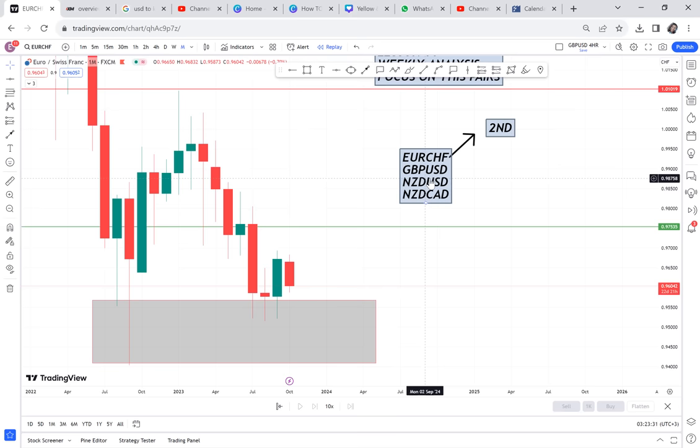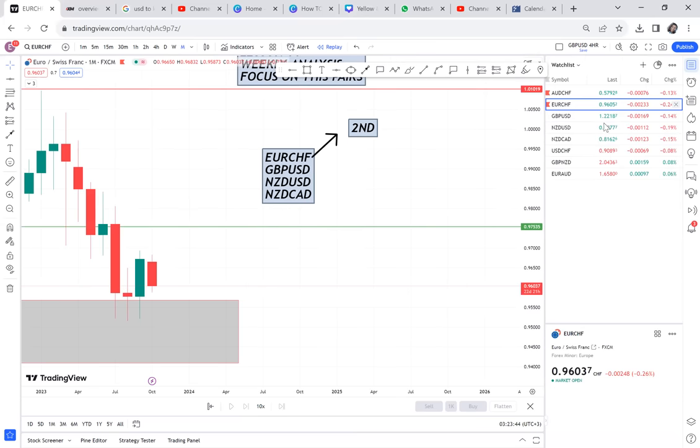Take profit, I've said 97.53, you can target 9700, 9710, 9720, 9730, but don't go beyond 9750. So that is USDCHF. Let's go to GBPUSD and we see what we had.